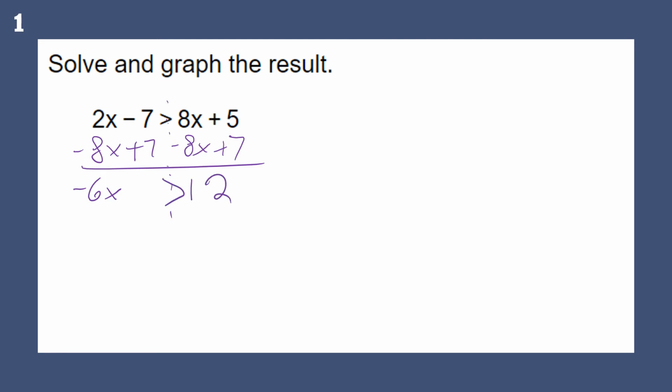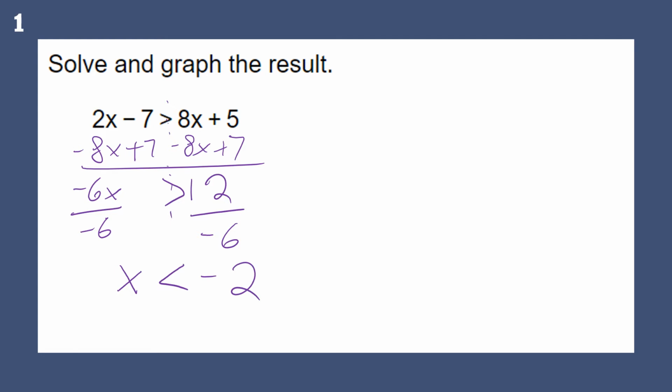Now, all I did was add and subtract, so that's not going to do anything to my sign. However, this next step will. I'm about to divide by a negative 6. Whenever you multiply or divide by a negative and you're dealing with inequalities, not only does it switch the sign of the thing you're dividing by, but it also flips the inequality sign. So this ends up being x is less than negative 2.